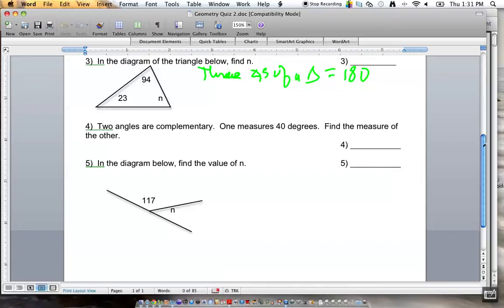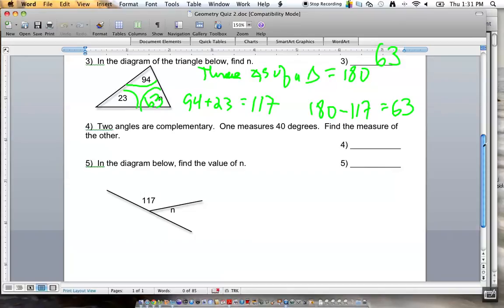So Chris did it exactly the right way. He said, look, I added these 2 up. 94 plus 23 is going to be 117. And then he took it away from 180 because they add up to 180. We're going to do 180 minus 117 is 63, so that when I put a 63 here, the 3 numbers add up to 180. Okay? So what do the 3 angles of a triangle add up to? 180. Very good. And that's all today's lesson is about.